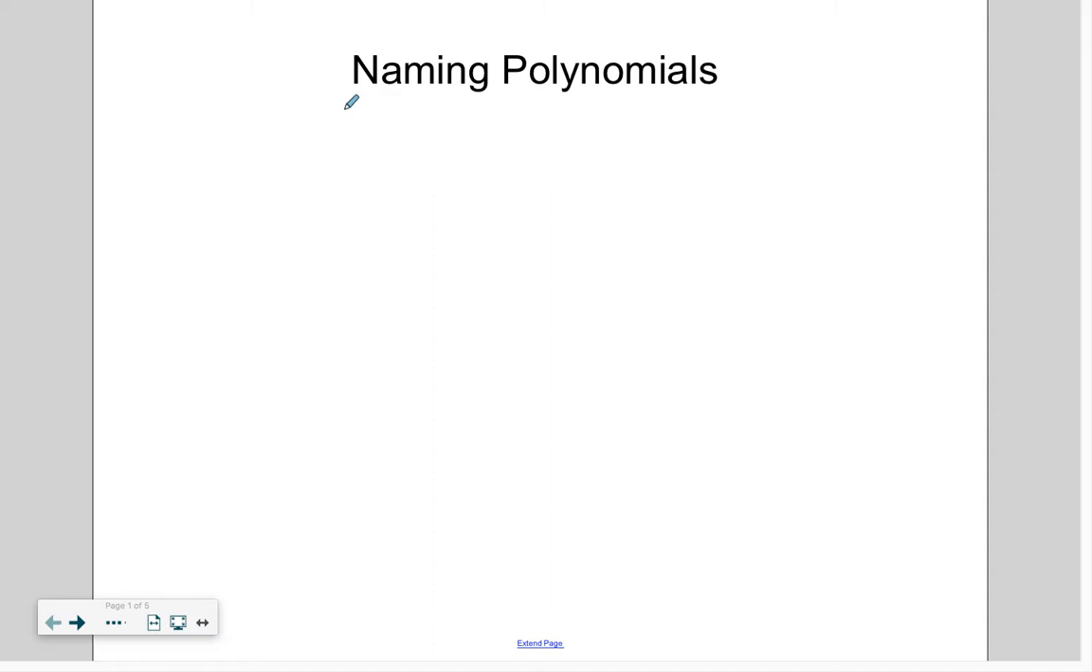First thing that I think we need to review, or would be helpful to review, is what polynomials are called, and we name them by two different categories. First, you name them by degree, and second, you name them by the number of terms.